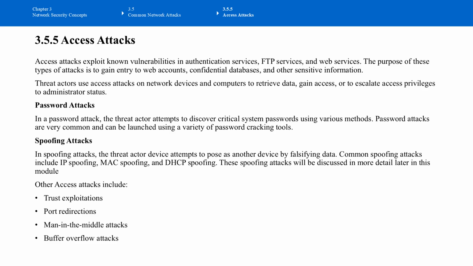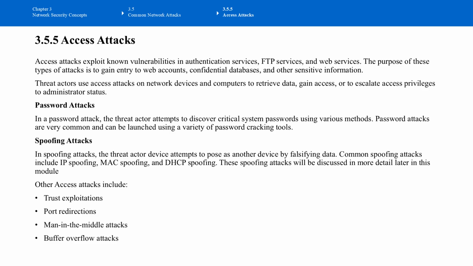There are spoofing attacks. For this kind of attack, the attacker makes one device appear to be another trusted device by falsifying information. Common examples include IP spoofing, MAC spoofing, and DHCP spoofing. Other access attacks include trust exploitation, which takes advantage of an existing trusted relationship between systems. Also, there is port redirection. It uses a compromised system to redirect traffic and reach systems that would otherwise be inaccessible.